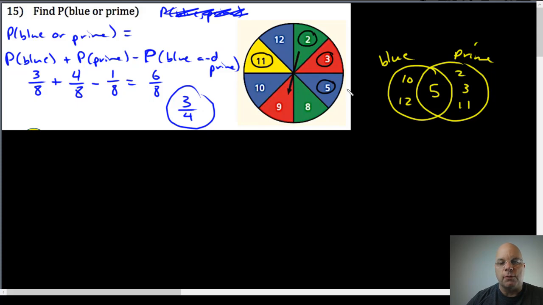And it's also explaining why we want to subtract this 1/8, because otherwise we'd be counting it twice. We count it when we calculate the favorable outcomes for blue and for prime, so we need to subtract it to offset that double counting.